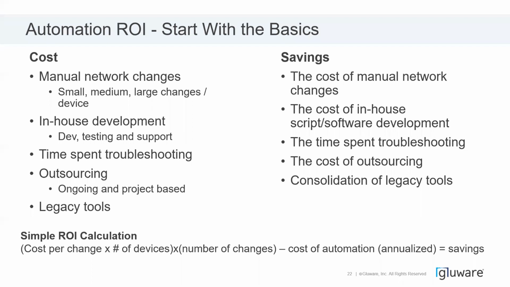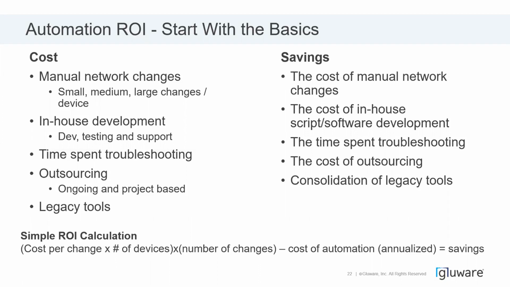There's cost in the development, the testing, and the support. There's the cost spent troubleshooting, and what is the cost of outsourcing, and seeing what makes sense. And if you can actually bring things back in-house if you automate them. And then what is the cost of the legacy tools? There is a cost to maintain them, and there's a cost to keep people trained on them. So savings pretty much align: the labor cost, the development savings, the troubleshooting savings, the outsourcing savings, the consolidation of tool savings.